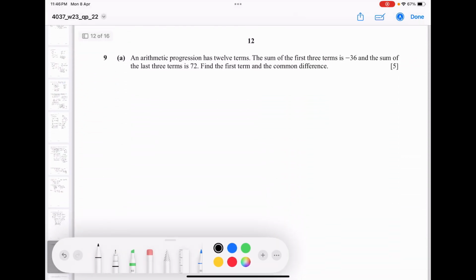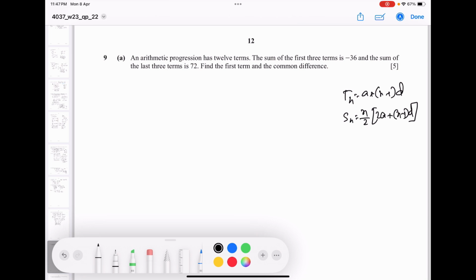Now question 9. It is clearly mentioned here, this is an arithmetic progression. In arithmetic progression the formulas are t n equals a plus n minus 1 d, and s n equals n by 2 times 2a plus n minus 1 d. That will be helpful to solve this.